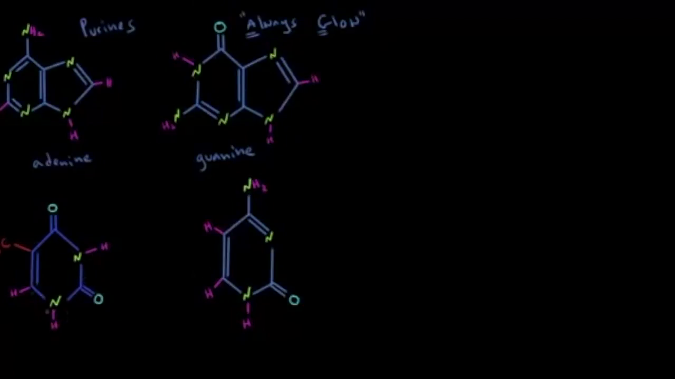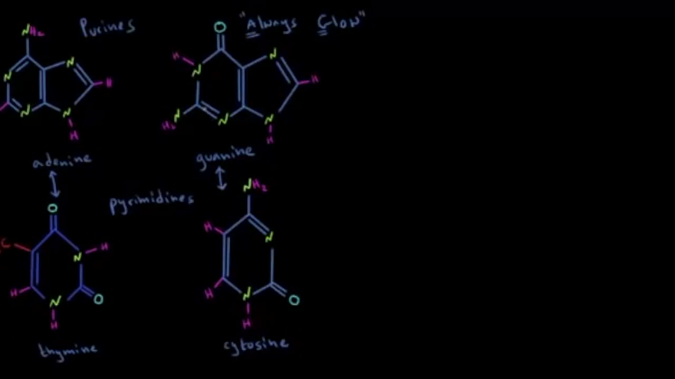Then we have these other 2 bases. This one here is thymine. And then right next to it, we have something that also looks similar to it, cytosine. And you can see thymine and cytosine are single ring structures. They only have 1 ring with 6 sides, and they are known as pyrimidines. So again, the purines are adenine and guanine, and the pyrimidines are thymine and cytosine. And the purines and pyrimidines will always pair up with each other in this fashion. Adenine always pairs up with thymine, and guanine always pairs up with cytosine, unless of course there's a problem.